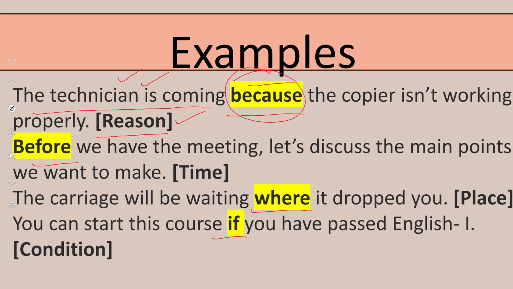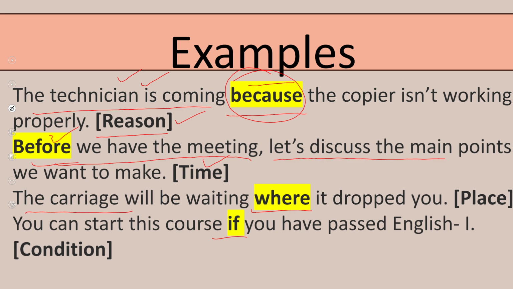Before we have the meeting, let's discuss the main points we want to make. Before, it is telling us time. Before we have the meeting, before the meeting, it is a subordinator of time. Let's discuss the main points we want to make. So before we have the meeting is our dependent clause, and it is dependent upon the independent clause, let's discuss the main points we want to make. And it is connected by the word, the subordinator, before.